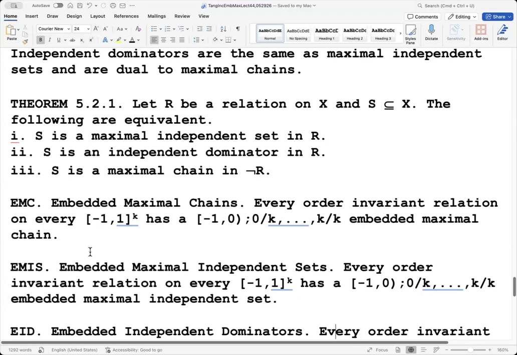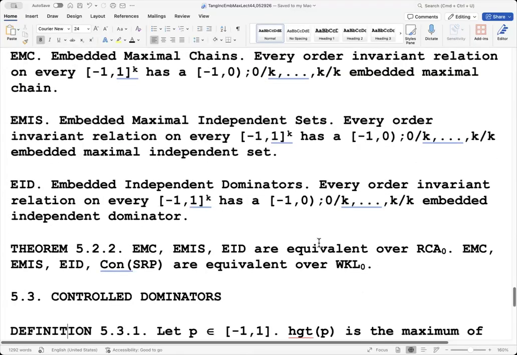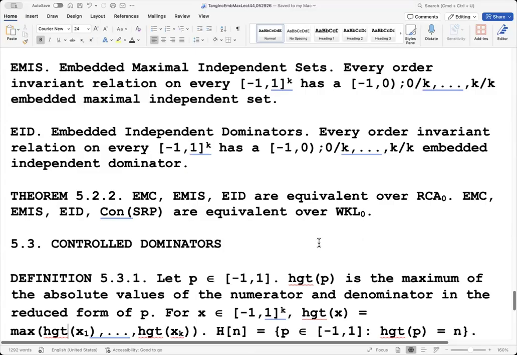the embedded maximal independent set statement. Every order invariant relation on every minus one to the k has a blah embedded maximal independent set. And this was exactly the map that we used when we did the reversal. Yeah, chapter 4. And then finally, this version: every order invariant relation on every minus one to the k has a blah embedded independent dominator.